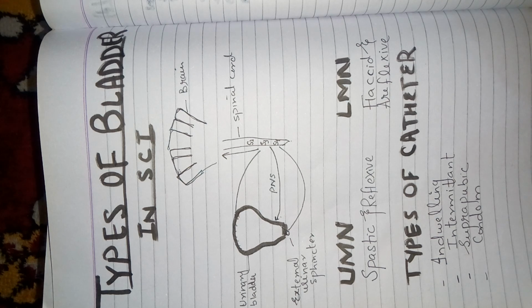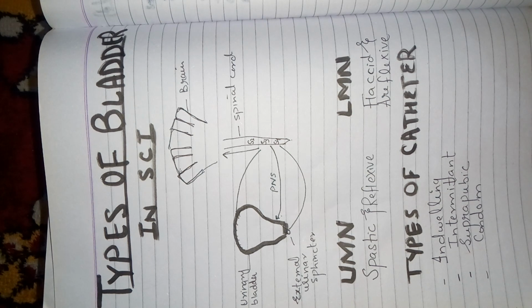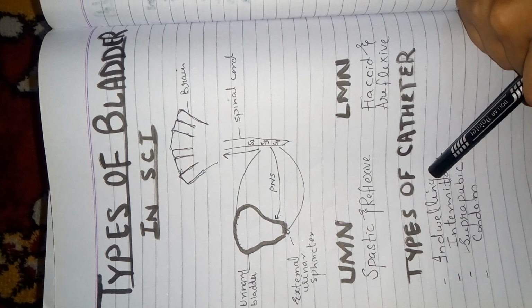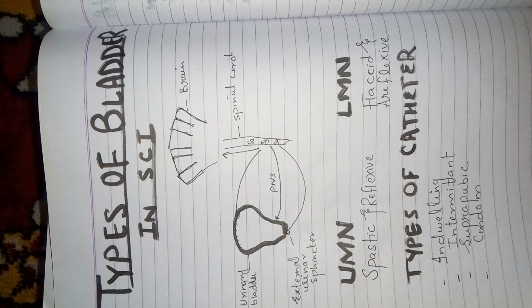So this is all about types of bladder and types of catheter we recommend to the patient. This decision is mostly made after urodynamic studies, which tell about the type of external urethral sphincter, the external urinary sphincter, the patient is having. Till the urodynamic studies, indwelling catheter is always preferred. Okay, so this is all about types of bladder and types of catheter.